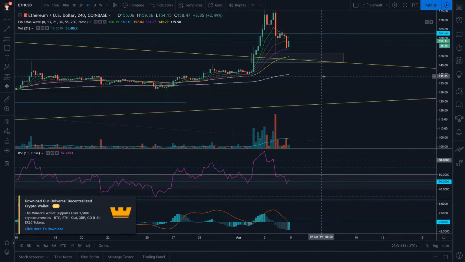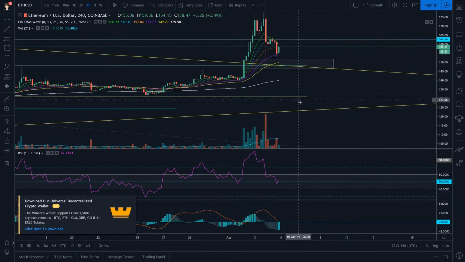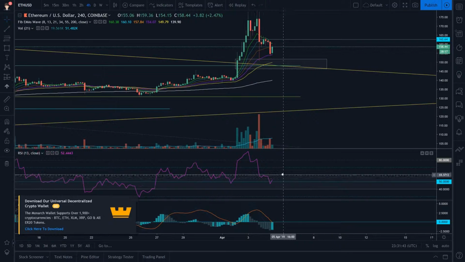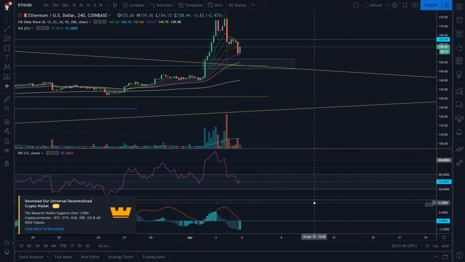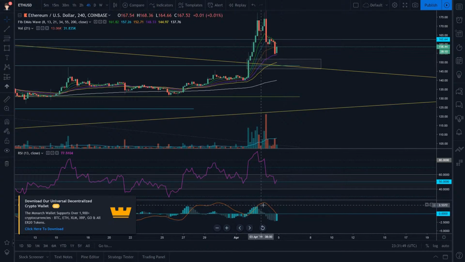Moving averages again looking good. We're above the 200. RSI, we're still in the 50, so we're in a neutral zone right now at the 50 on the 4-hour. That's good. We're seeing an uptick here on the histogram. Wouldn't surprise me to see the signal line come down.